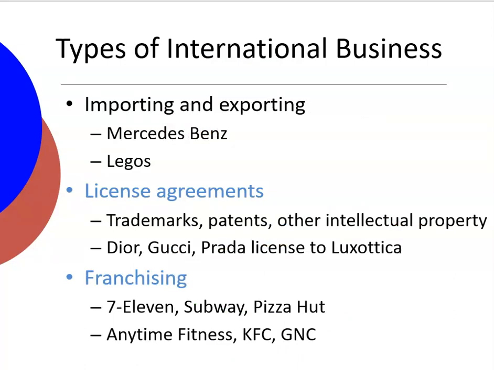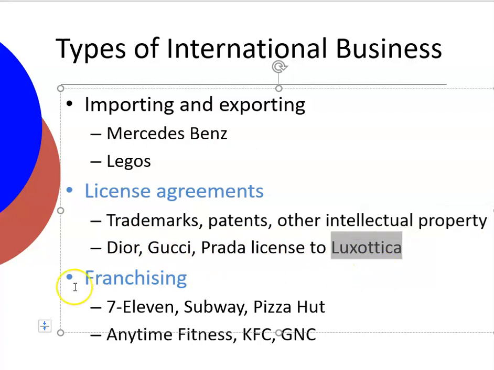Now, how do we import exports? Well, you can license things. You take trademarks and patents and you let other people use the products. I give here some of the luxury people. Luxottica makes the eyeglasses, and Dior and Gucci and Prada allow them to use their name. Levi's allows Levi jeans to be made elsewhere. Or you can franchise.